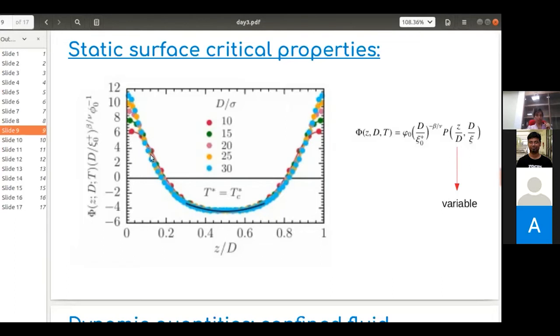That's why you see that beyond a certain distance, data from different system sizes all collapse on top of each other. It's a very nice scaling behavior which you observe here. So that's the data collapse which one expects to observe from this expression. And the solid black curve here marks the parabolic behavior which I was talking about. If you are in the middle of the slit, the behavior of the scaling function is actually quadratic in nature.